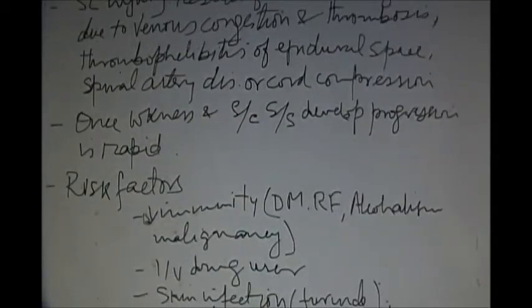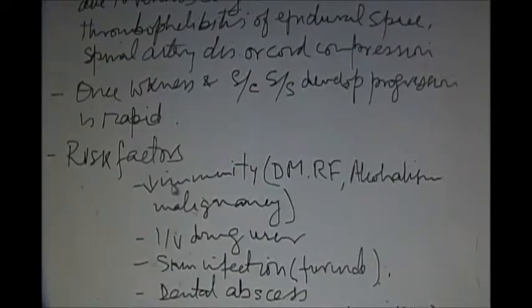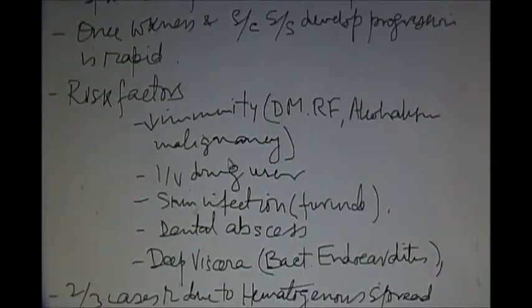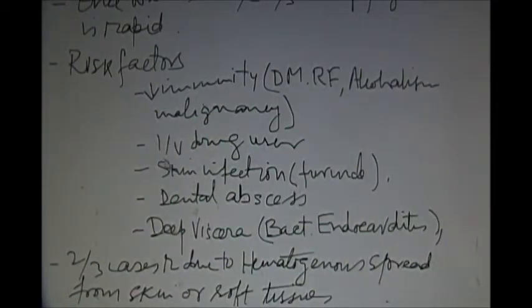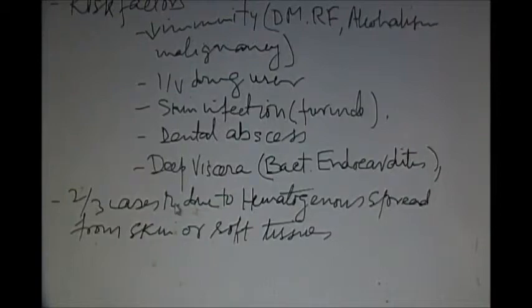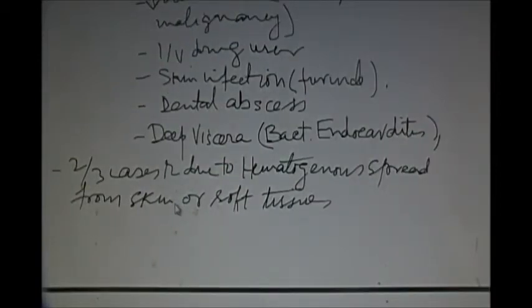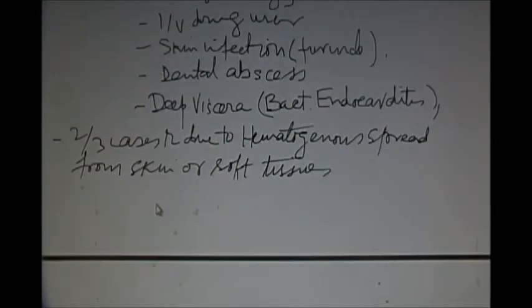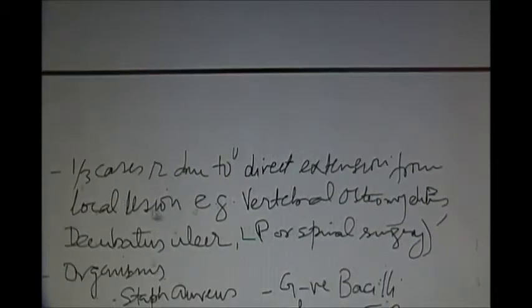The risk factors for epidural abscess are decreased immunity, as occurs in diabetes mellitus, renal failure, alcoholism, and malignancy. Number 2, IV drug users may also develop epidural abscess. Skin infection, furuncle, boil, carbuncle may lead to epidural abscess, as may dental abscess and deep visceral involvement like bacterial endocarditis. Two-thirds of the cases are due to hematogenous spread from skin or soft tissue. So the most common cause is hematogenous spread. One-third of cases are due to direct extension from local lesions, for example vertebral osteomyelitis, decubitus ulcer, lumbar puncture, or spinal surgery.